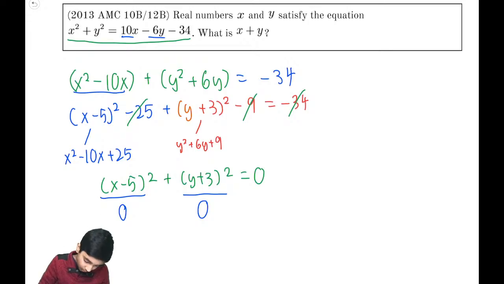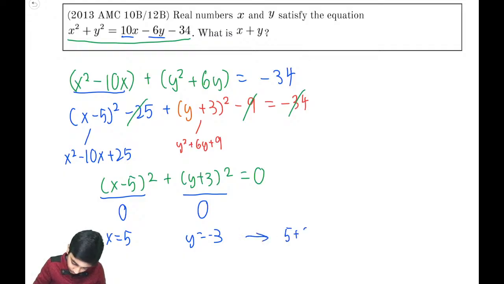The first quantity will be 0 when x is 5. The second one will be 0 when y is negative 3. So the overall sum is just 5 plus negative 3, which is 2. The answer.